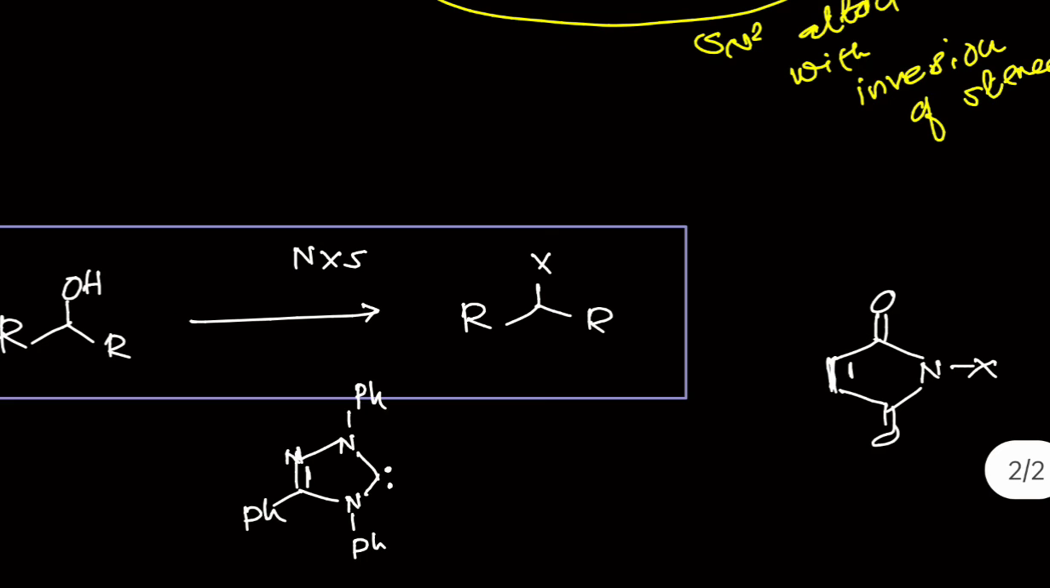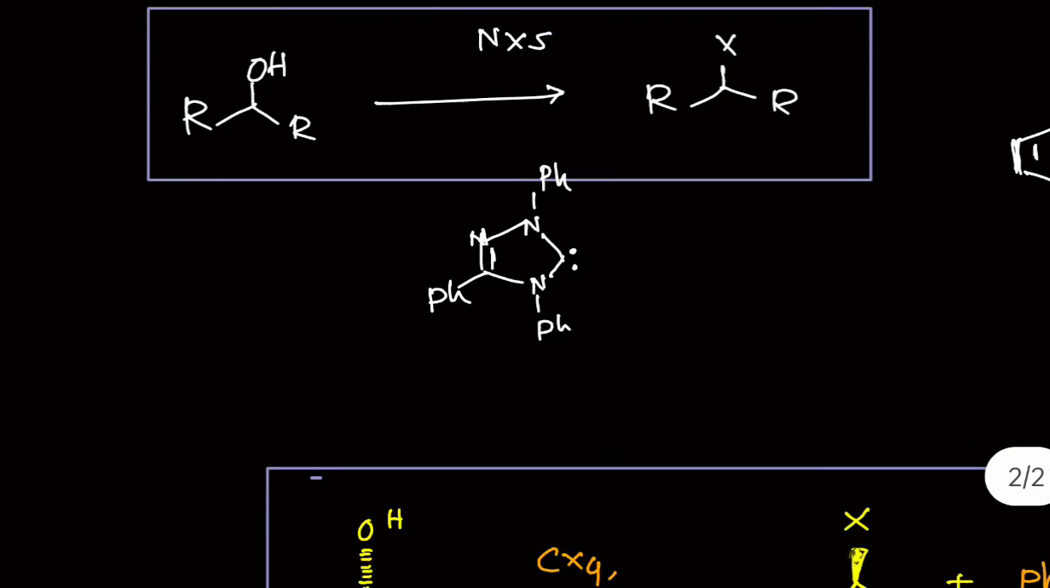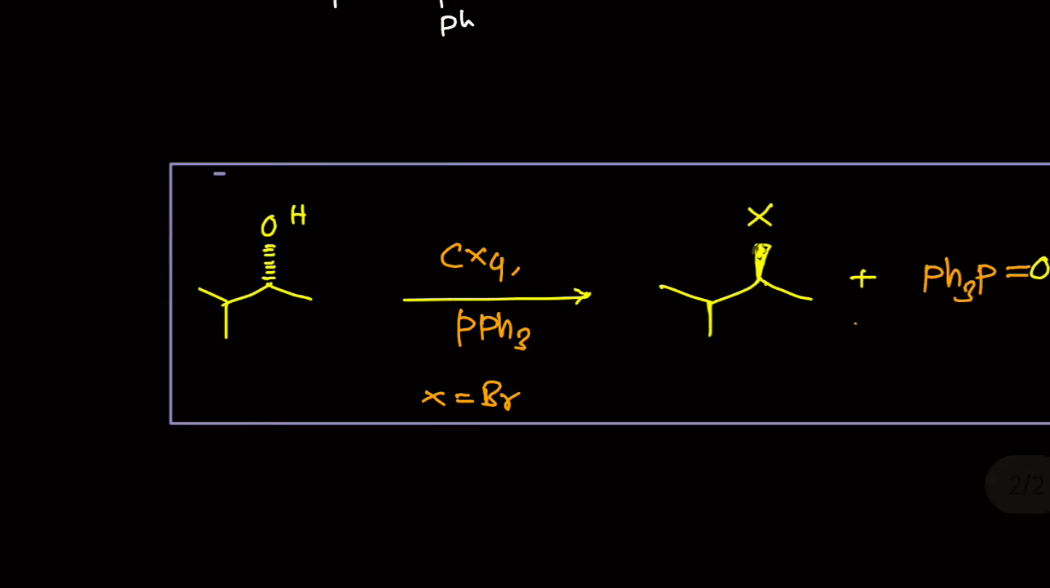Alternate reactions are also given. Here, alcohols in the presence of NXS, that is N-halosuccinimide, give halides having inverted configuration. Another example is also here. This is the molecule where we treated the OH having stereochemistry with CX4 and PPh3, and it is converted into the halide with inversion in configuration. So this is the best example which converts alcohols to halides in the presence of PPh3 and CX4 as reagents.